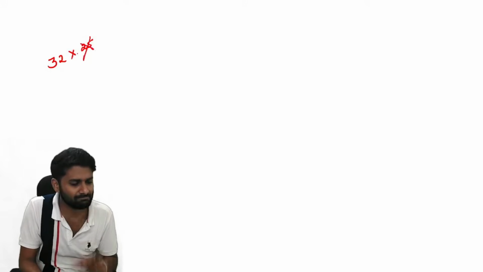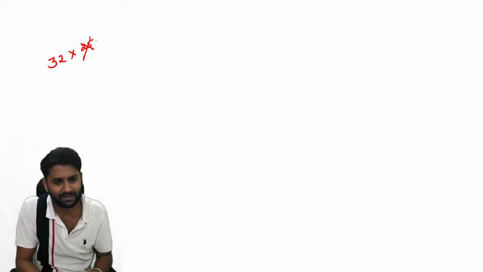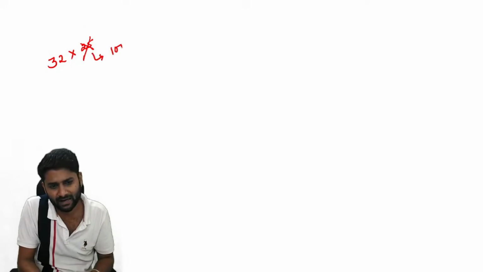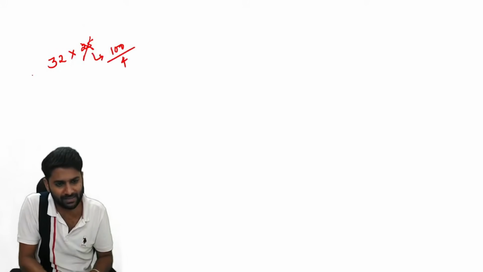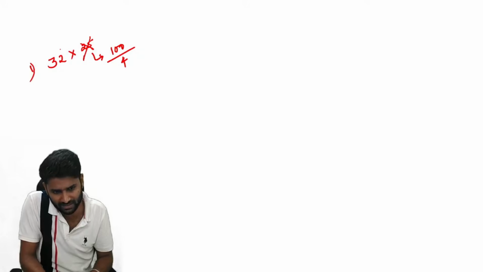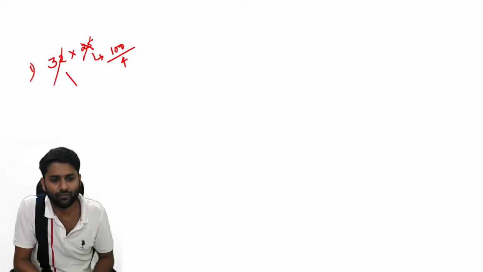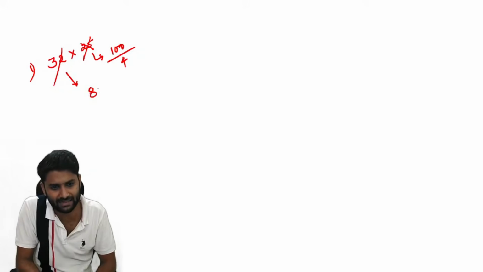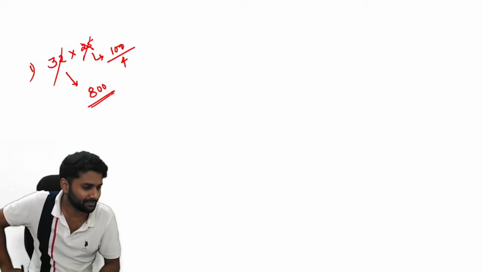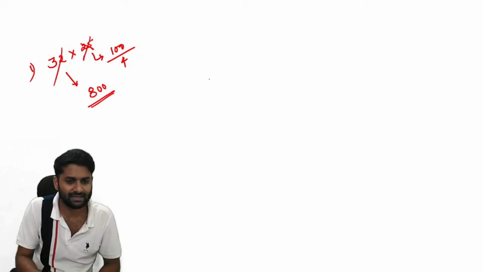Let's talk about 25. If 32 is multiplied with 25, let's convert these in your mind. So 25 I can split as 100 by 4. It means whatever number you consider, divide it by 4 times. So 32 divided by 4 is 8 and multiplied with 100, then the resultant is 800.